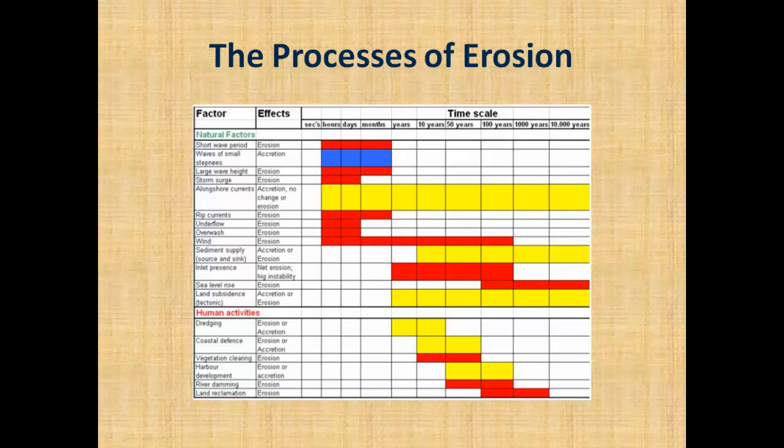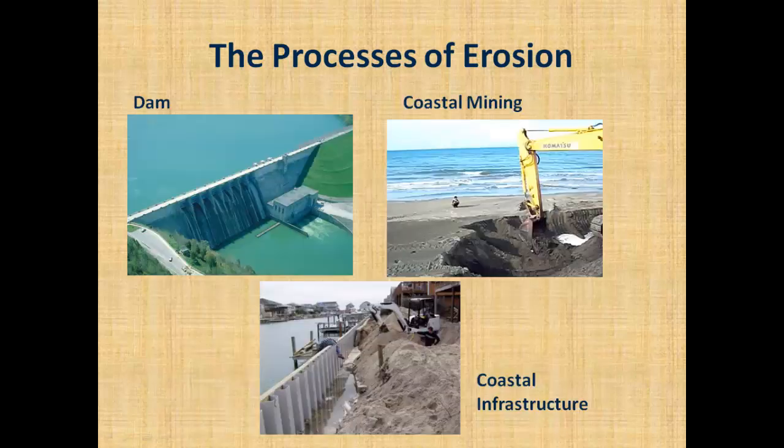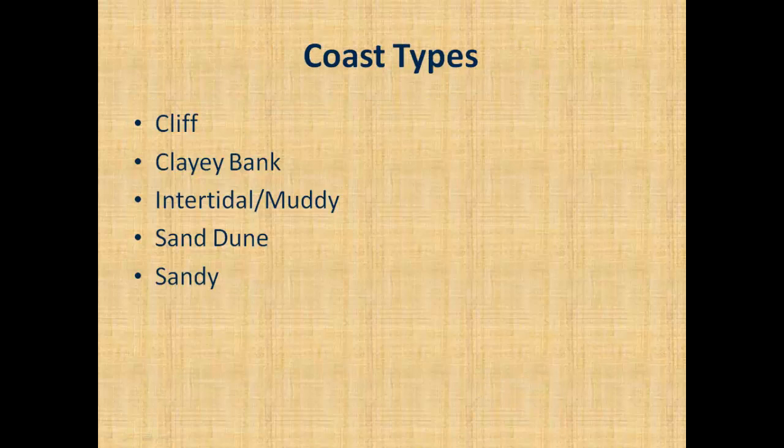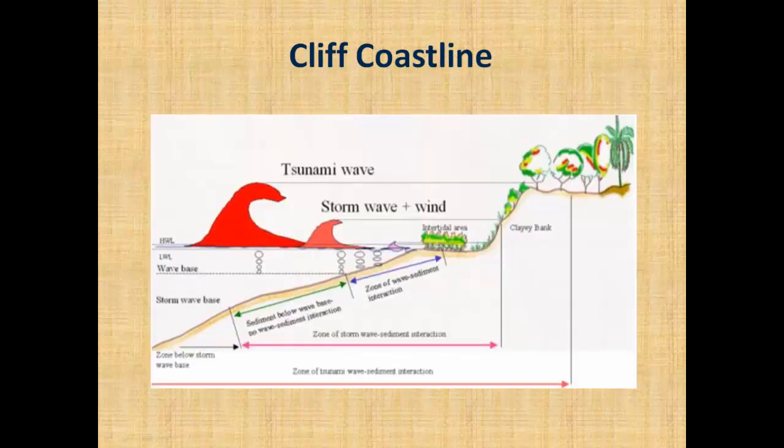So now we're going to discuss coastline types. There are 5 basic coastline types. You have cliff, clayey bank, intertidal muddy, sand dune, and sandy coastlines. So let's discuss cliff coastlines.